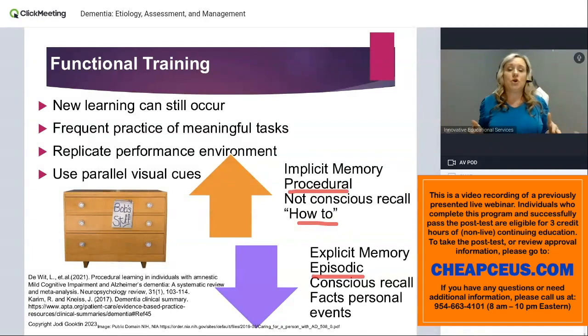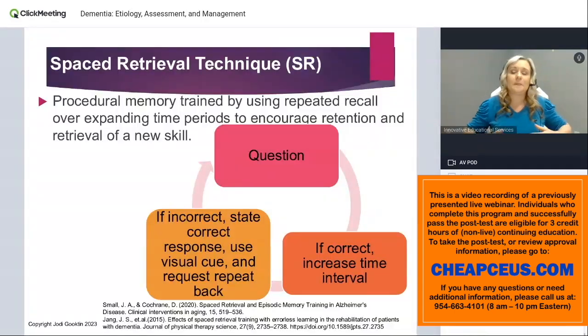Also, the research has shown that parallel cues work better. Often we do our demonstrations in front of the patient so they can see the whole thing. But with individuals with dementia, parallel cues work better. So you might need to have someone else demonstrating that movement pattern at the same time, because again, that's goal oriented. You're not giving them all those verbal and tactile types of cues. So replicate that performance environment too.